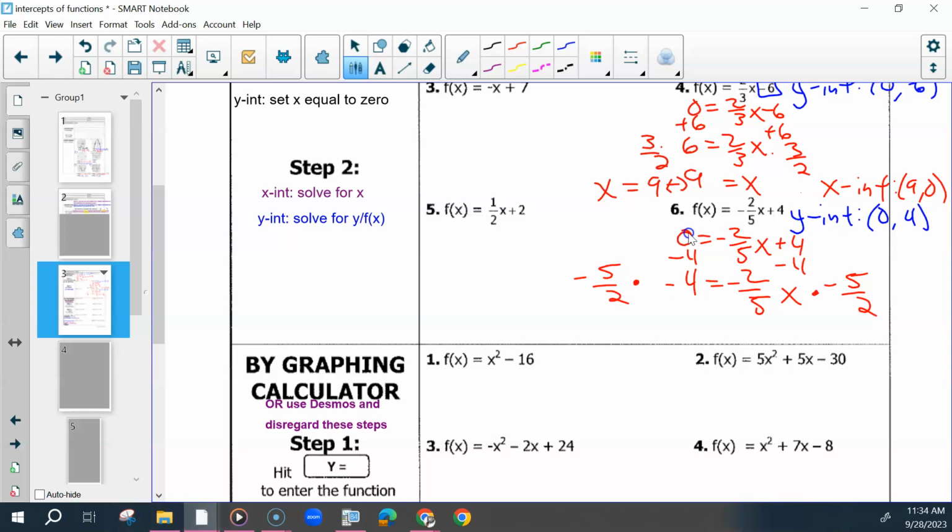And what did you get? Should be positive 10, because the negative is canceled. So then how would we write that as an ordered pair? 10, 0. Because we're looking for our x-intercept. Okay. Other questions in this section before we switch pages?